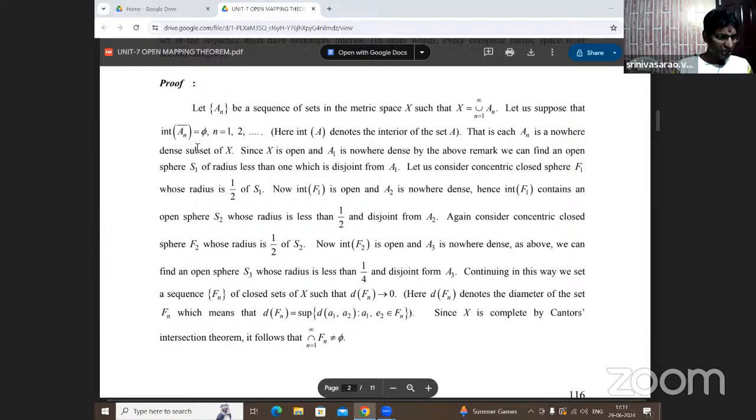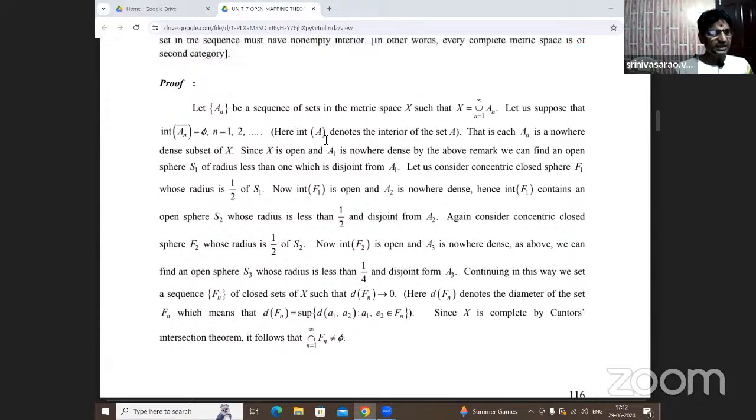Now, according to this, the sets are nowhere dense. First of all, you are taking the empty interior of the closure. The closure of the interior is empty. So put n equals 1, 2 and so on. That is, the interior of the closure of A1, of A2, of A3 and so on.